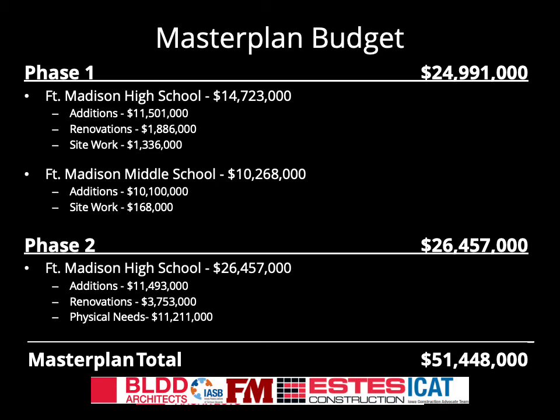Phase 2 work only includes work at the high school, totaling $26.4 million. Approximately $11.2 million of this is to complete physical needs on the existing square footage. $11.5 million provides for additions of the auditorium and hands-on learning maker commons, leaving approximately $3.7 million for other major remodel scopes such as band, choir, and fine arts.